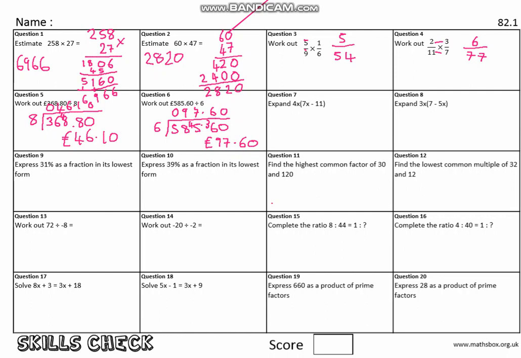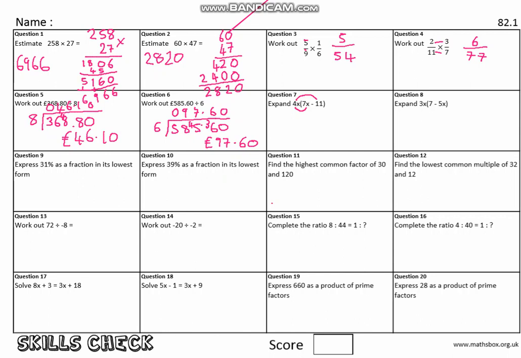So this says expand. That just means get rid of the brackets, okay? So when we're trying to get rid of the brackets, we take whatever is on the outside of the bracket, so in this case, 4x. And then we times it by all the things in the bracket separately. So I've got to times 4x by 7x, and I've got to times 4x by 11, okay?